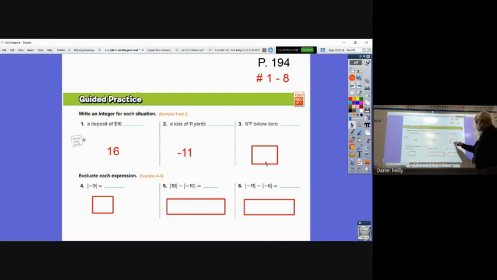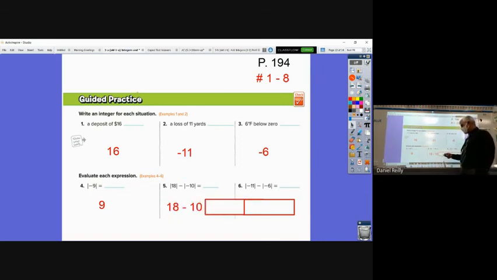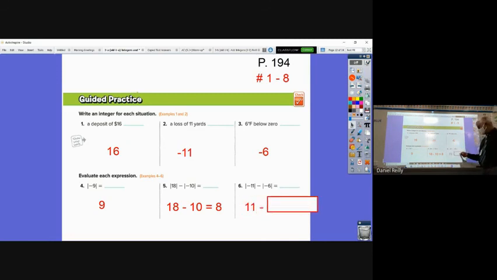6 degrees below 0, negative. Okay, thank you, Olivia. The absolute value of negative 9 is 9. It's always positive. Absolute value of 18 minus the absolute value of 10. Do the absolute values first, and you get 8. 18 minus 10. This one, 11 minus 6, because the absolute values of these numbers are positive. So that one is 5.